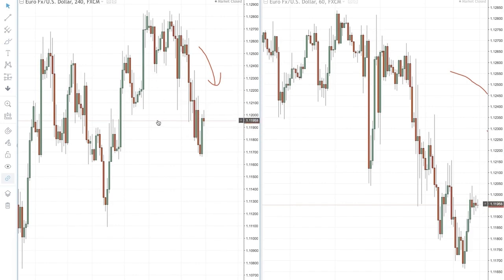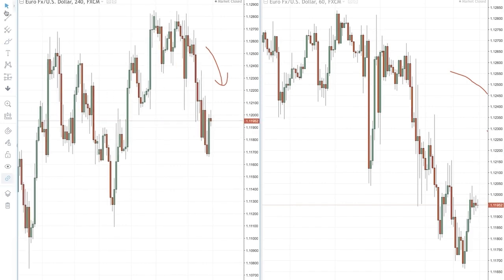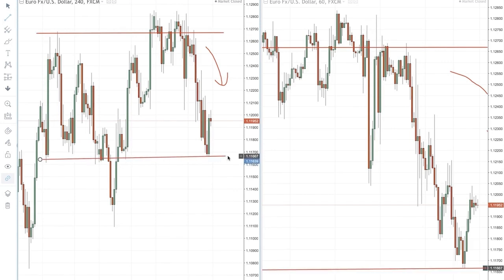Now, when we look back at the 4 hours, one might say, yeah, I can see it's clearly a range here. So we're approaching the bottom of the range. Of course, that's why the sell is not going to be working so easily. But how can we confirm that? How do we know that for sure?